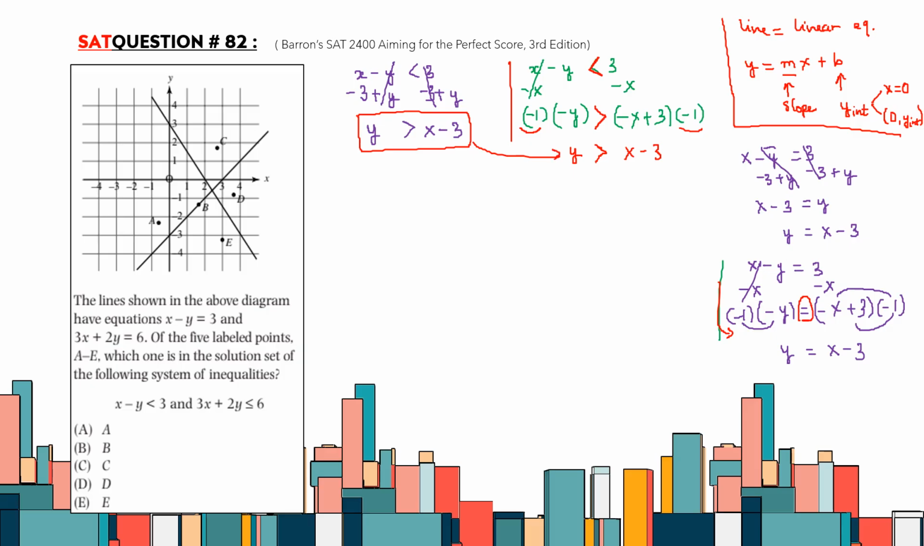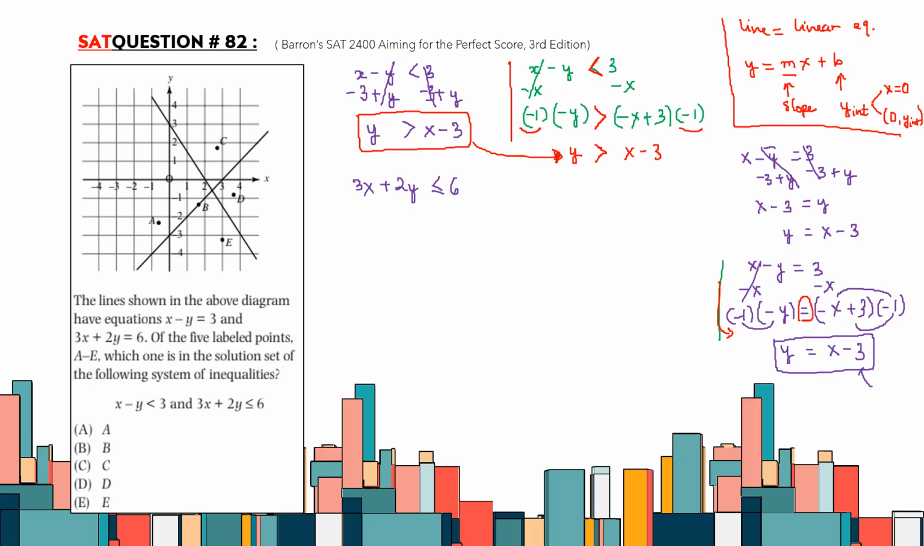Okay, it's the same. Okay, so next we have 3x plus 2y less than or equal to 6. We need to solve for y as well. So how we, first of all, let's say this is the line represented on the graph above, right? So which one is y equals x minus 3?